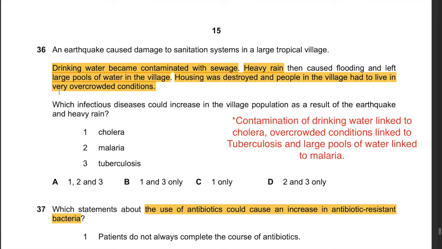Contamination of drinking water is linked to cholera. Overcrowded conditions is linked to tuberculosis, and large pools of water leading to stagnant water bodies hence leads to malaria. Therefore, the answer is A, 1, 2 and 3.